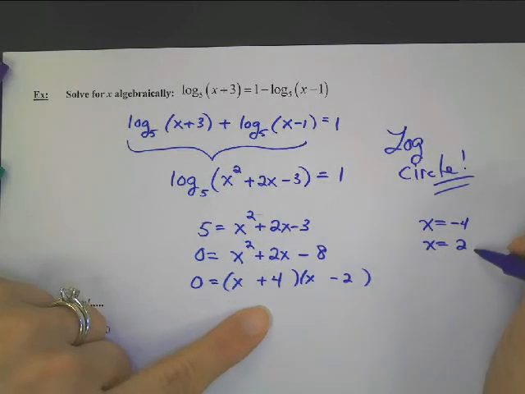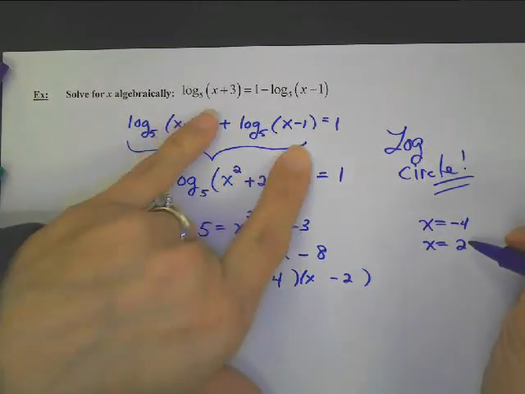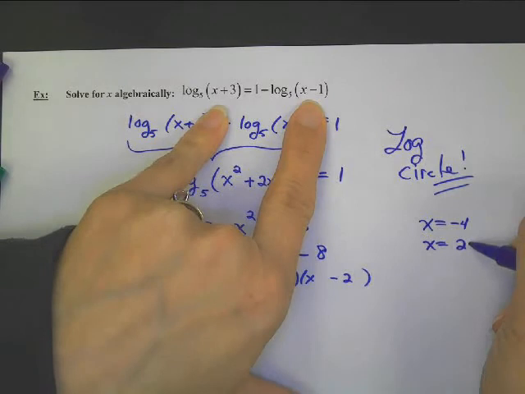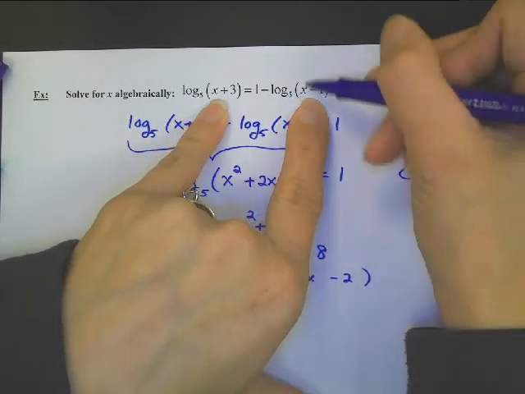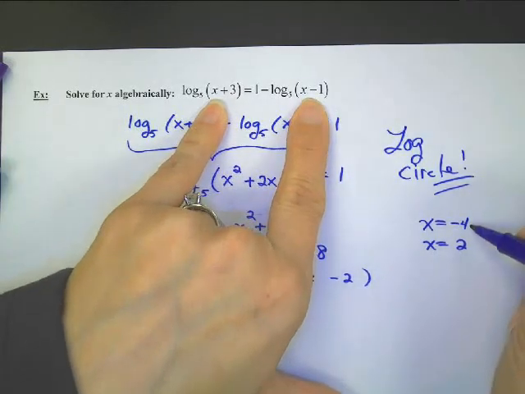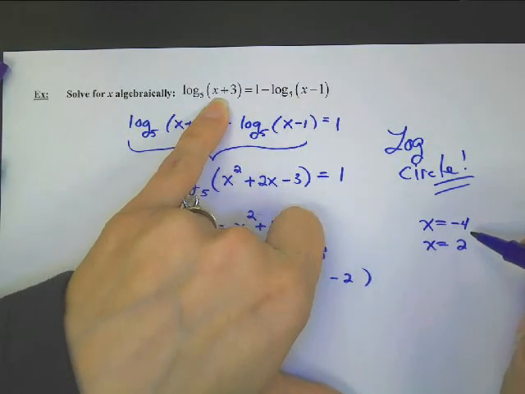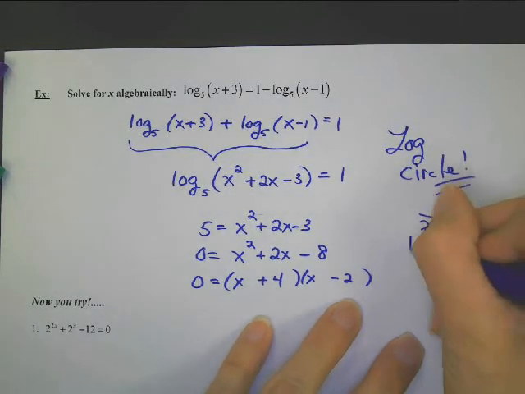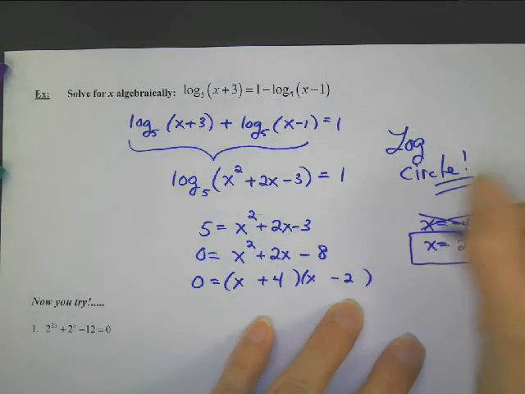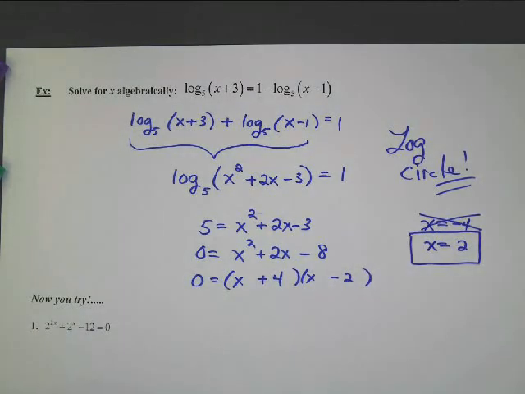Are they both going to be okay? Let's go back to the original problem right here. 2 will be okay in each of those logs. You don't want to make a negative log argument. Is negative 4 going to work? No, it's going to make a negative in both of them. So negative 4 gets crossed off. The only one you'd put on the answer line is 2.